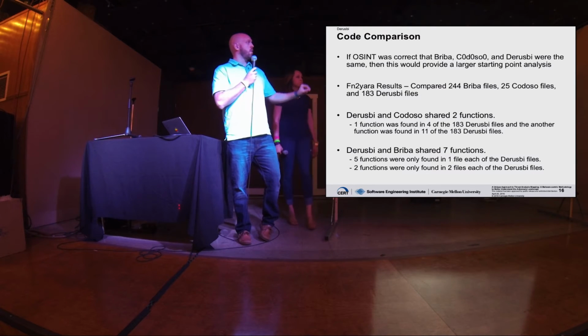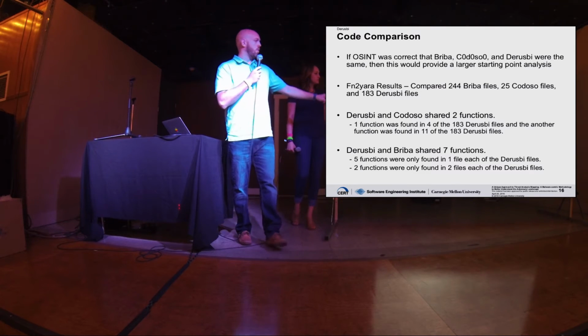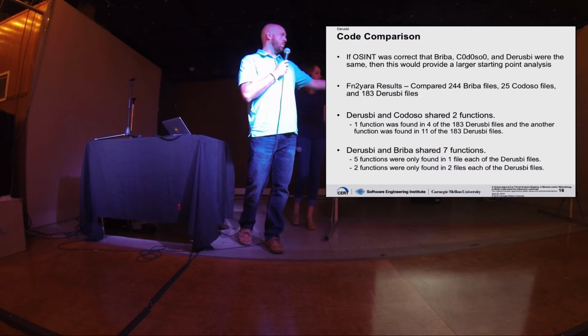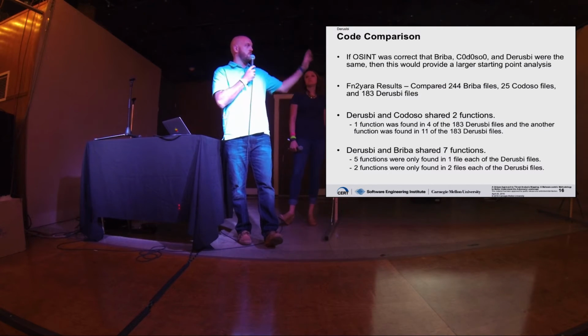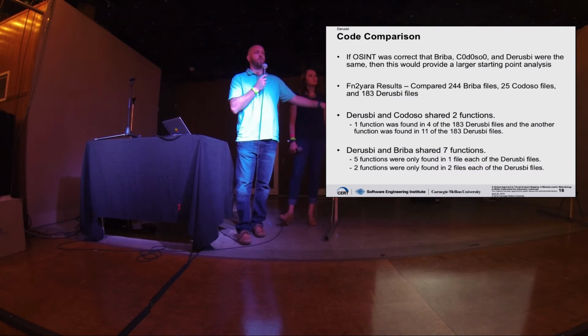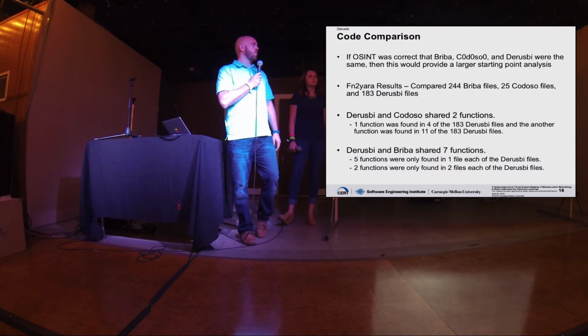One of the other things is that you don't see a comparison of Briba and Cardoso. That's in the paper itself, but that's a different set that we looked at, because, as we talked about, we're only going to give you one of the 3 use cases that we did, and this one talks about Derusbi. Does that make sense?